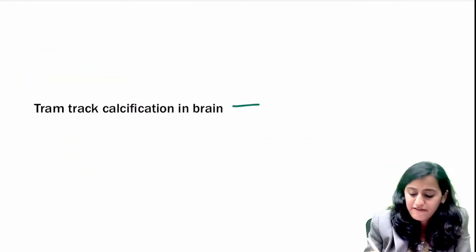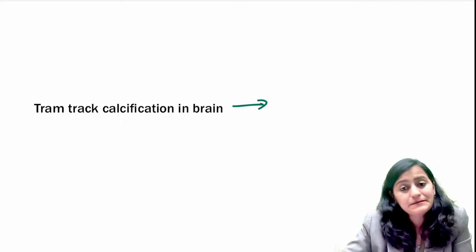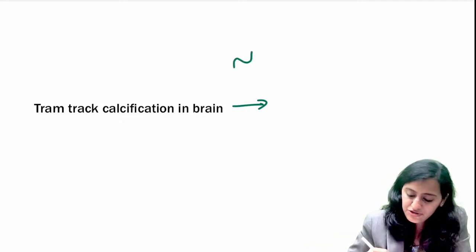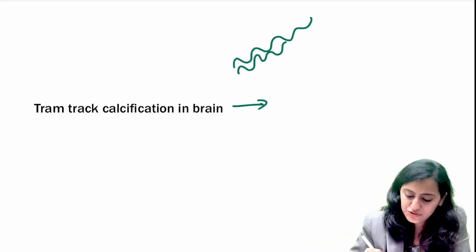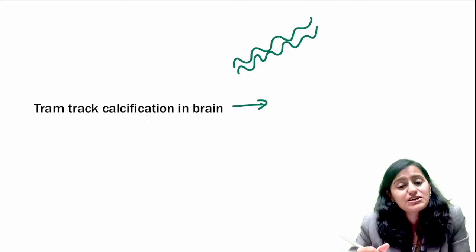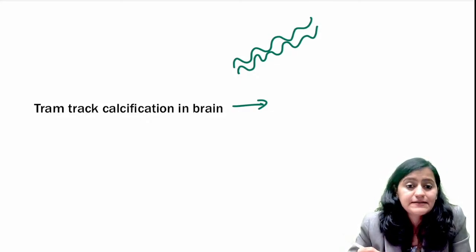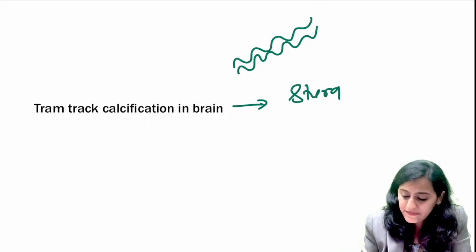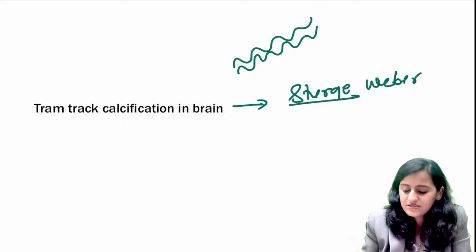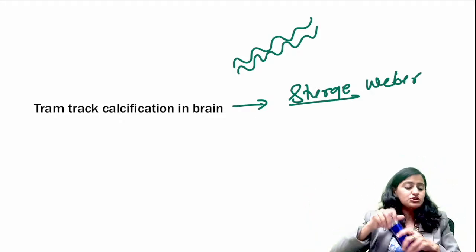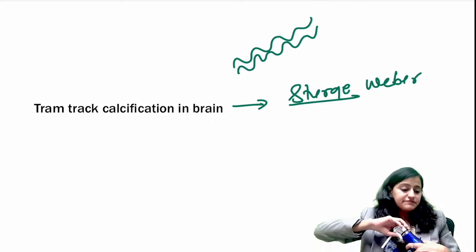Coming to where do you have tram track calcification in the brain? Tram track, following these two tracks, so the calcification is following the gyral pattern. Tram track is seen in Sturge-Weber. Absolutely right. Sturge-Weber gives the tram track calcification.